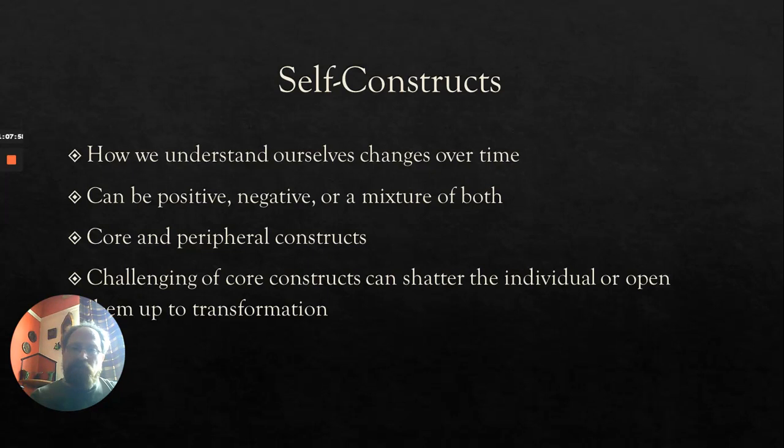So any core construct potentially can be lost over time. If you have more than one or two, you've got an array, you're more likely to do well in life than if you have a very limited set of senses of who you are.